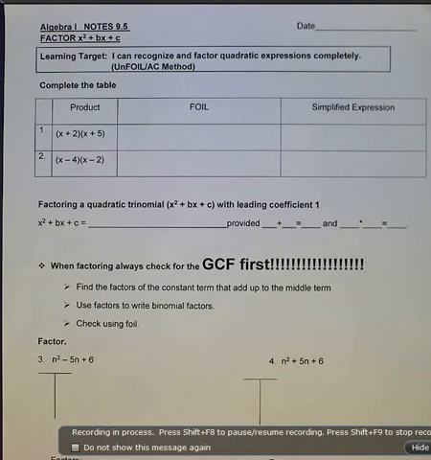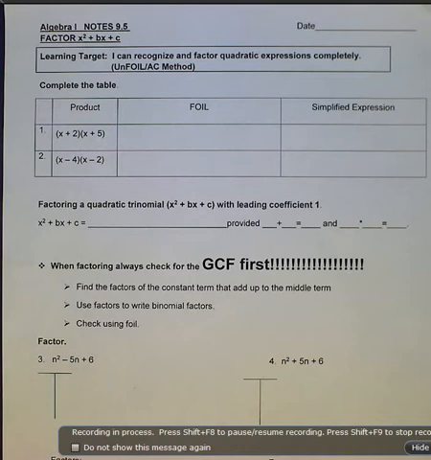Okay, so today we're going to do notes 9.5. We're going to be able to factor a quadratic trinomial. So we're going to learn what that is. Our learning target is I can recognize and factor quadratic expressions completely. It's called the unfoil or AC method.